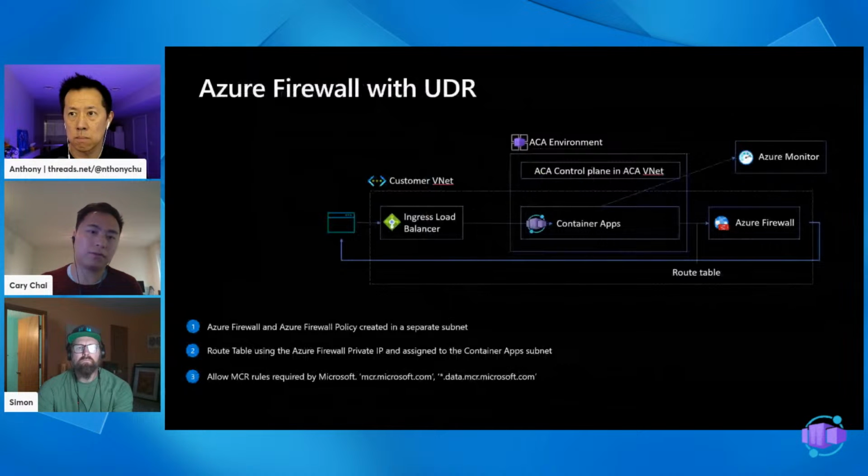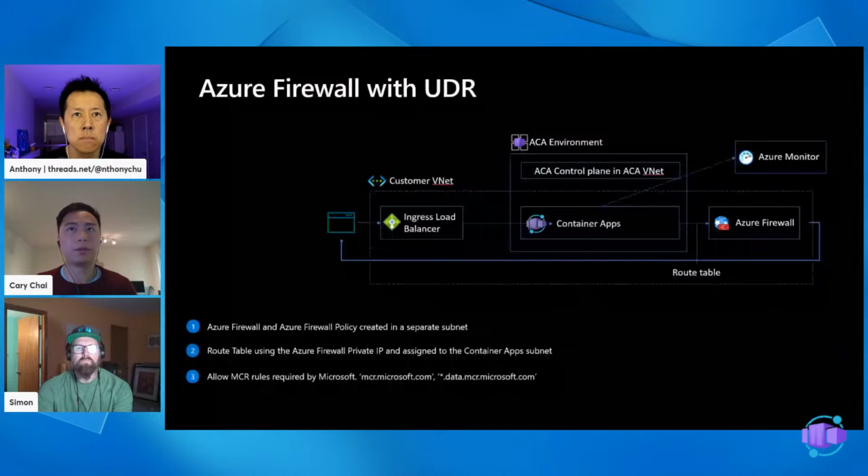Now, the key thing to note here, though, is that there are a few rules that are required by container apps to work just in general. So if you are setting up firewall rules, you're going to need to also allow certain MCR rules for mcr.microsoft.com, data.mcr.microsoft.com, and then depending on where you might have a container registry, whether you're using Docker or you're using ACR, you're probably going to need to allow that through the firewall as well, just so that your container app can continue to operate as normal.